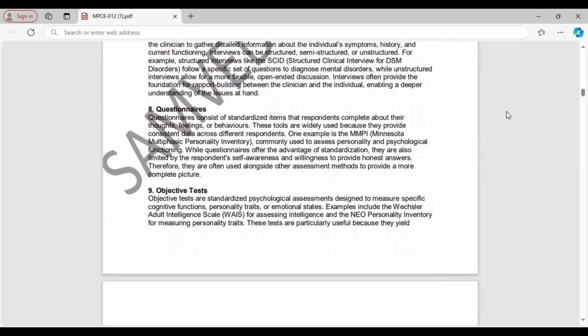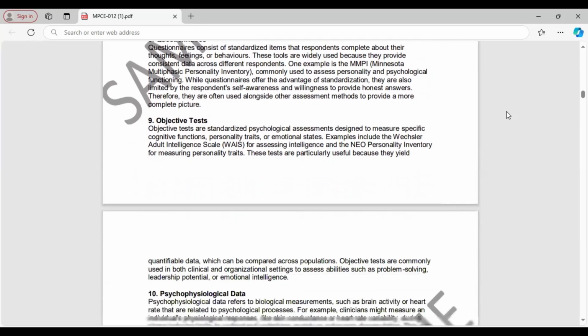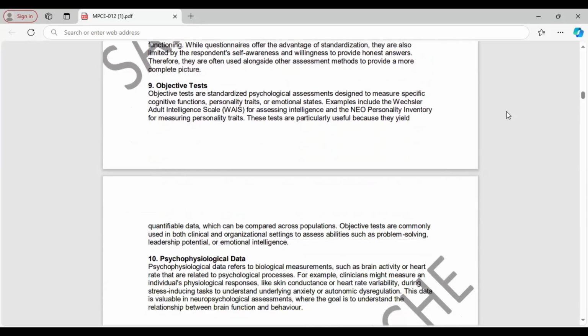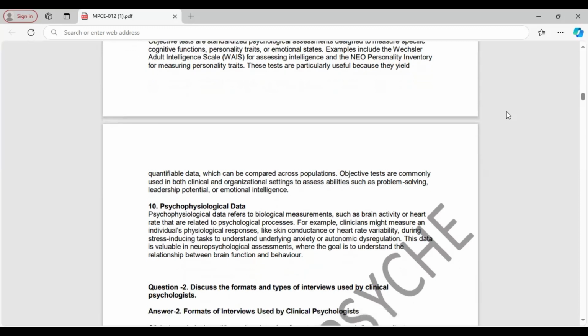Objective tests. These are used to measure cognitive functions and personality traits, providing quantifiable data for comparison across populations in clinical and organizational settings. Psychophysiological data. This data includes measurements like brain activity and heart rate, offering insights into the relationship between psychological and physiological processes. This data is useful for understanding conditions like anxiety or autonomic dysregulation.